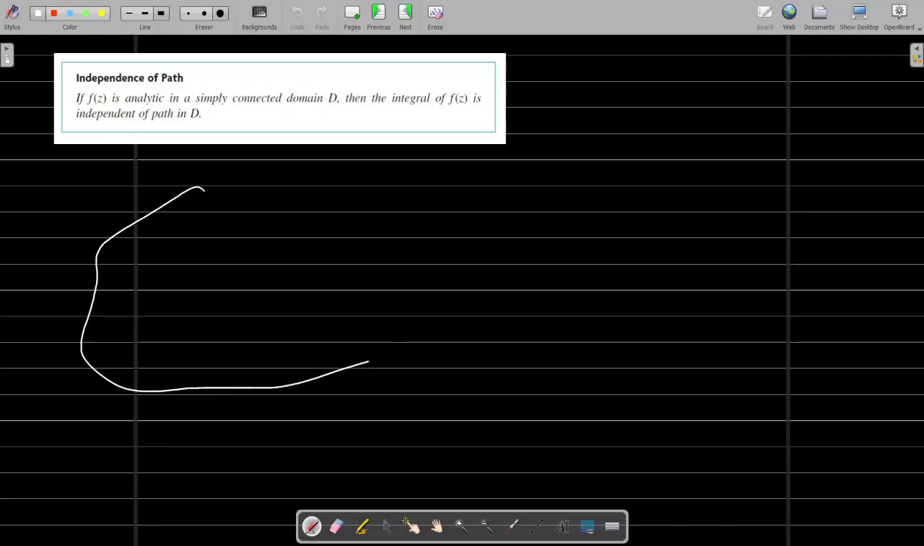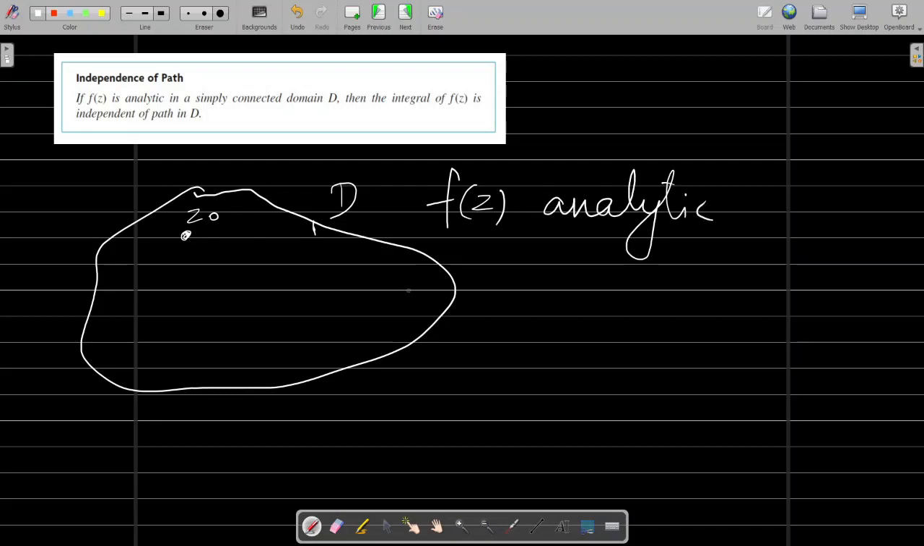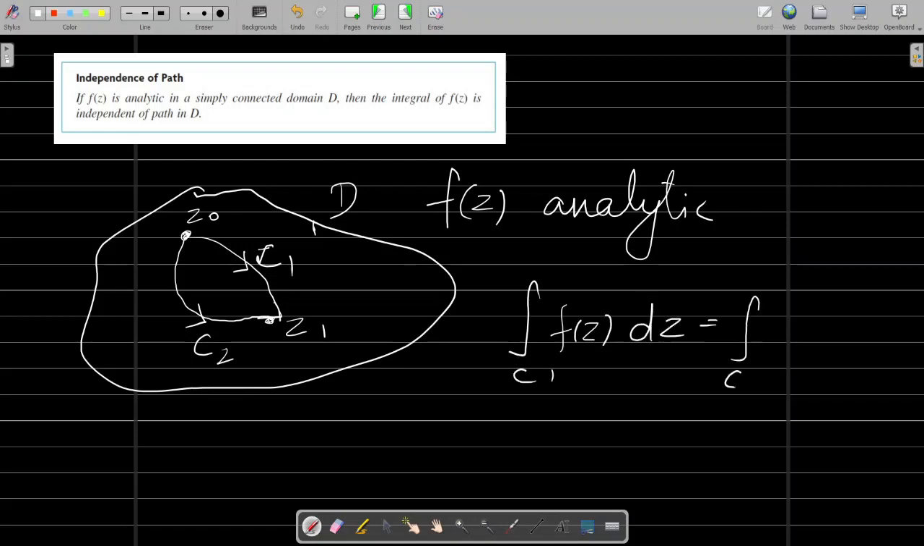The proof is simple. If you want, just listen for some time here. Suppose you have a domain D like this, and I want to state that the integral is independent of path, and I have a function f of z which is analytic in this domain D. Suppose I have a point z0, another point z1, and two paths, the first path c1 and the second path c2. The integral over c1 of f of z dz will be equal to the integral over c2 of f of z dz. It will be independent of path if the function is analytic in this domain.